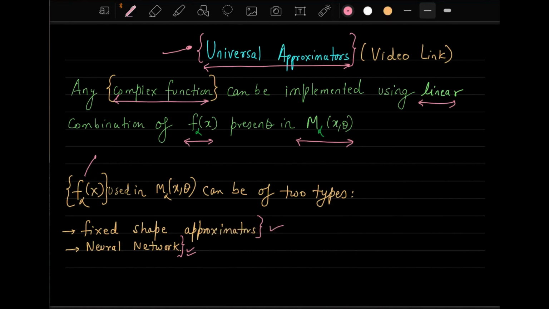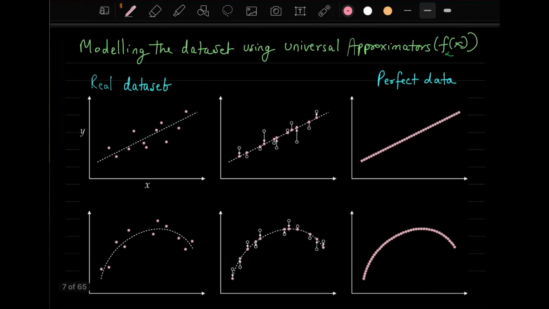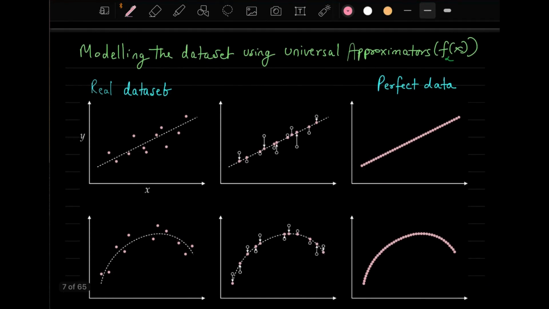That is what I am saying here, that any complex function which is given over here can be implemented using linear combinations of f alpha x present in this. The example which I have shown you in the video is actually implemented using a neural network. We will see both of them: first the fixed shape, and then the neural network. One more thing I wanted to say is that this particular slide is modeling the data set using the universal approximator f alpha x. So we will see how f alpha x is used for modeling the data set.